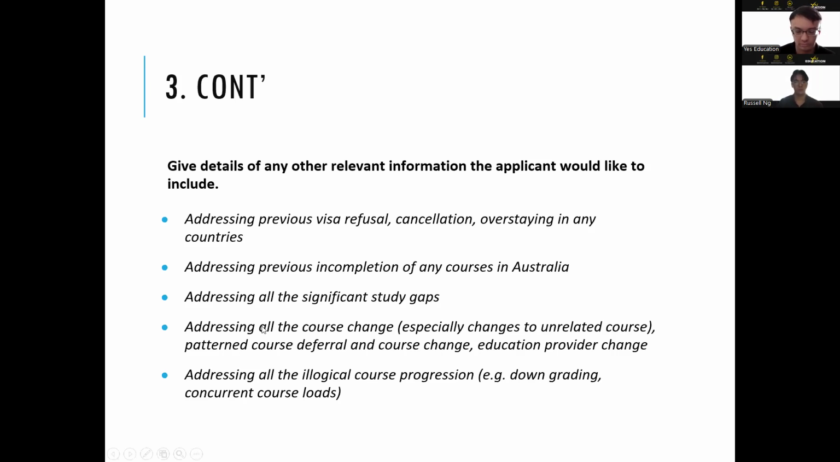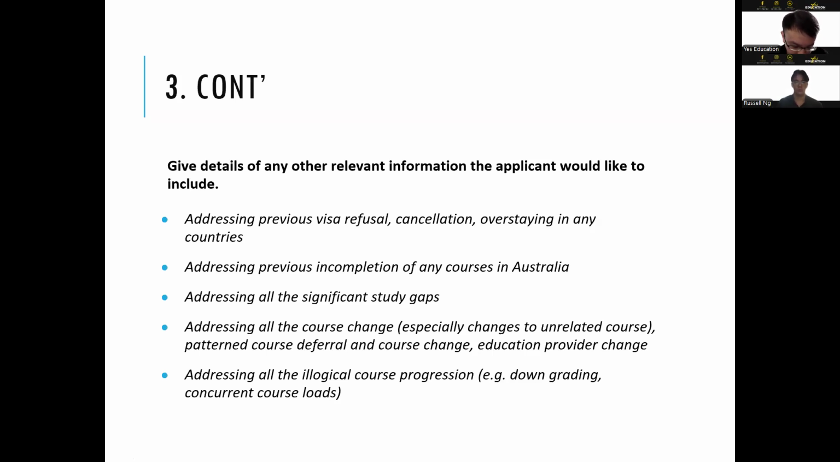And then you need to address all the course changes, especially changes to unrelated courses. For example, you were studying accounting, then you change to nursing. You need to explain why you are making that kind of drastic change.